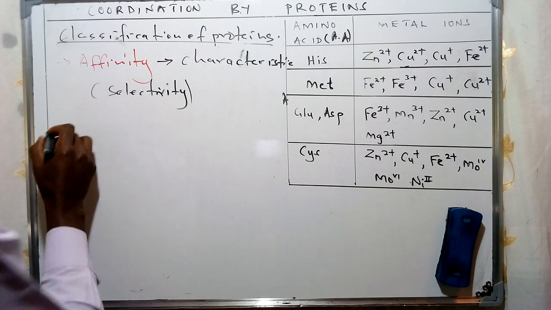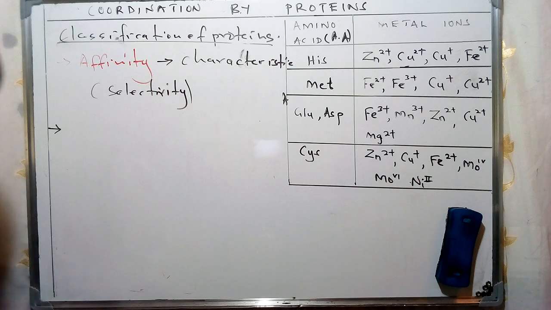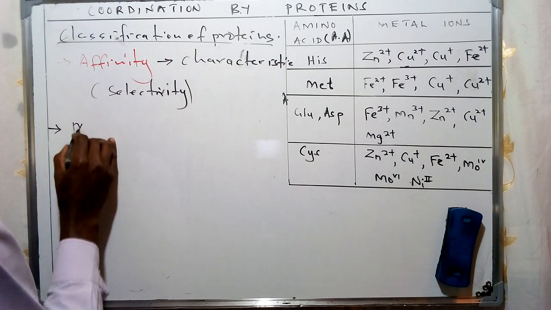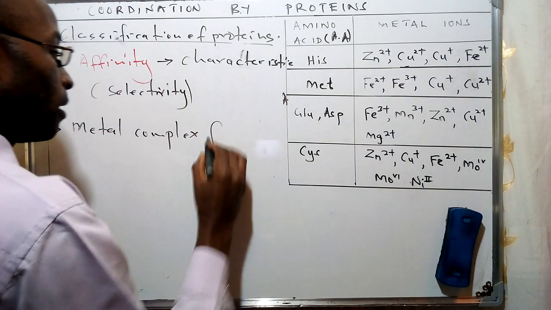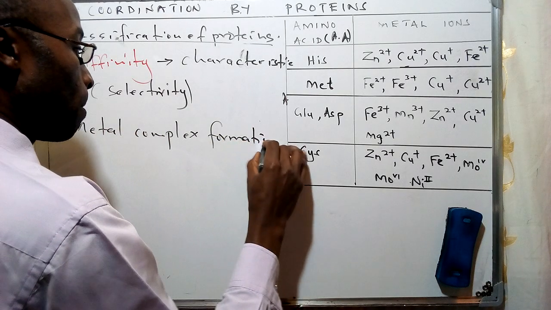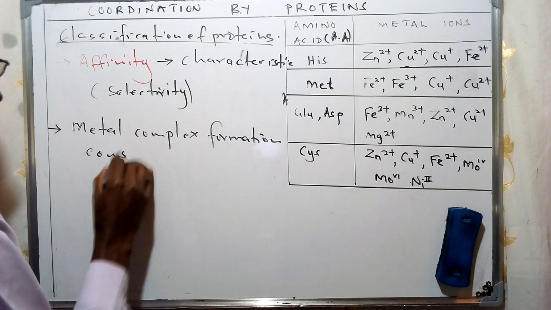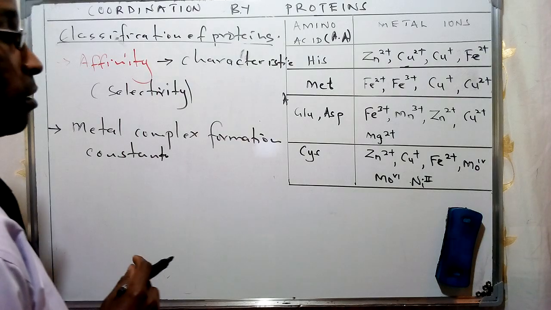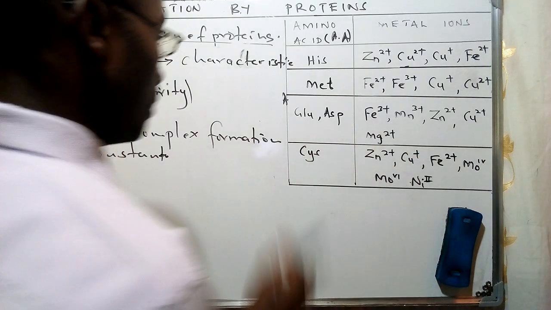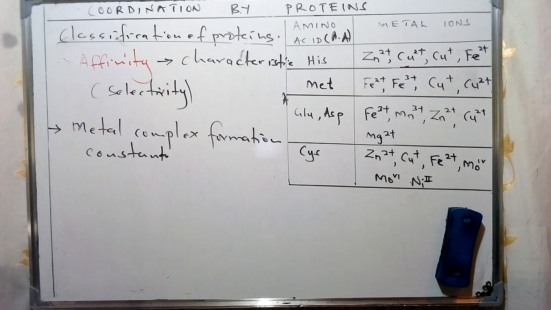And one of the ways in which we can determine this is by the use of what we refer to as a metal complex formation constant. So the metal complex formation constant is going to assist us in trying to determine which specific amino acids are going to be coordinating with which metal ions.